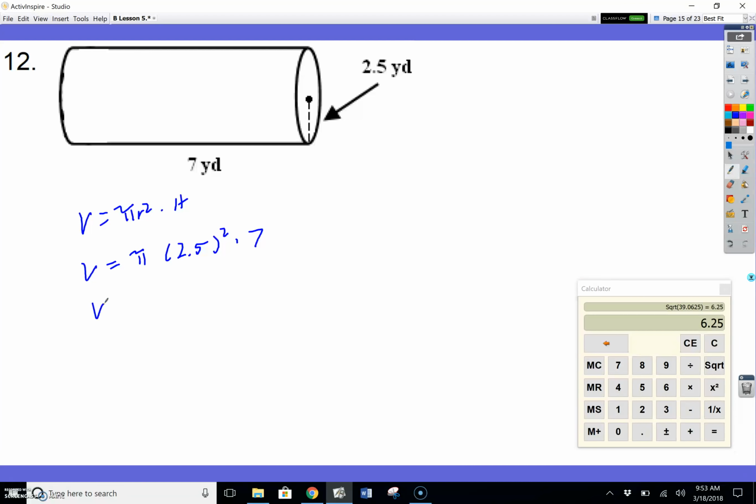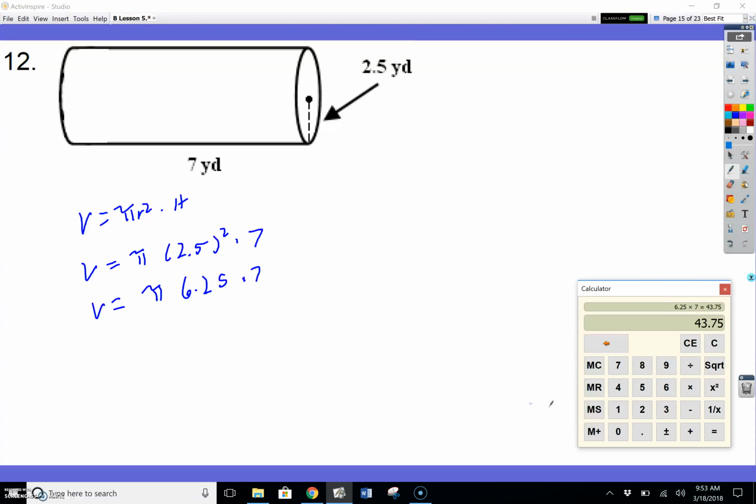And that's going to be volume equals pi times 6.25 times 7. Now, guys, really quickly, students always give me the final answer without showing any of these steps. Realize if you get it wrong and you didn't show any work, I can't give you any credit for that. So make sure you're showing your work.